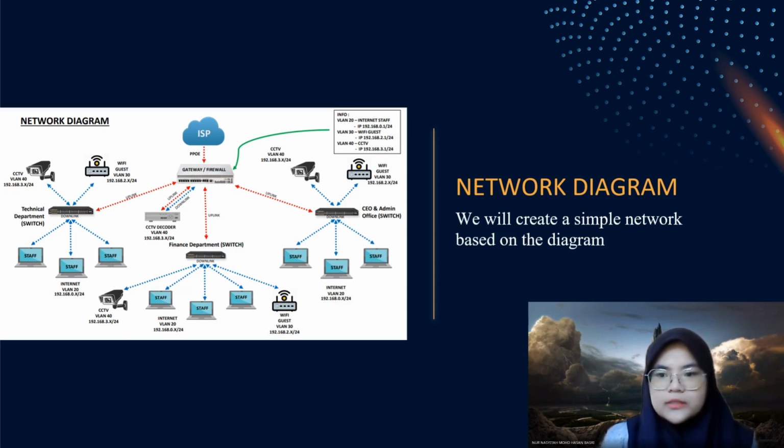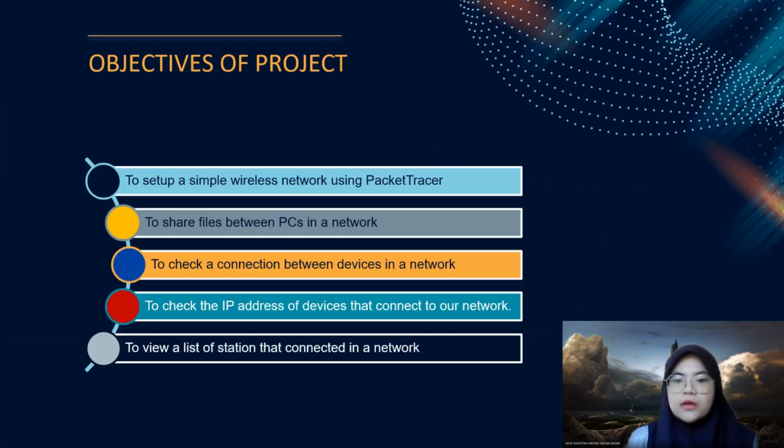We will create a simple network based on this diagram, which consists of one server, one router, 3 switches, and 6 PCs. Okay, next, there are 5 objectives of doing this project.